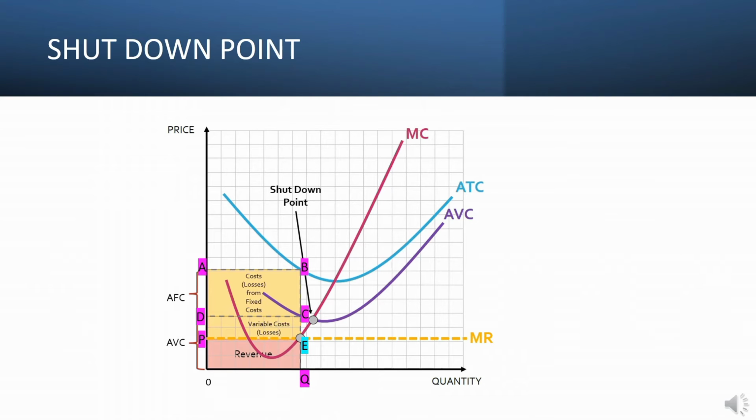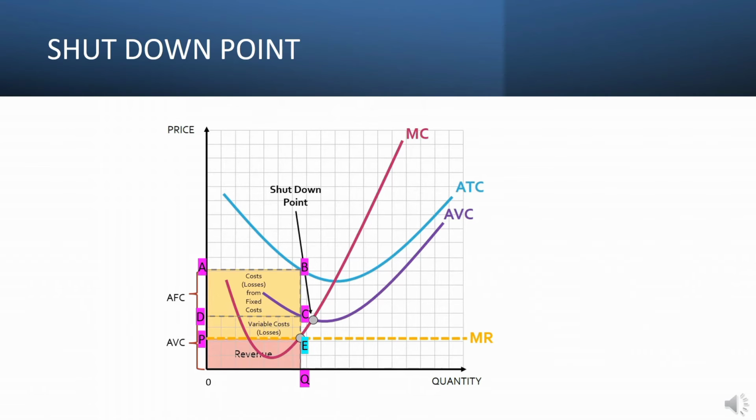The average revenue AR is EQ. Then the total revenue is OPEQ. The average cost AC is BQ. So the total cost is OABQ. Since TC is more than TR, the firm incurs a loss of PABE.